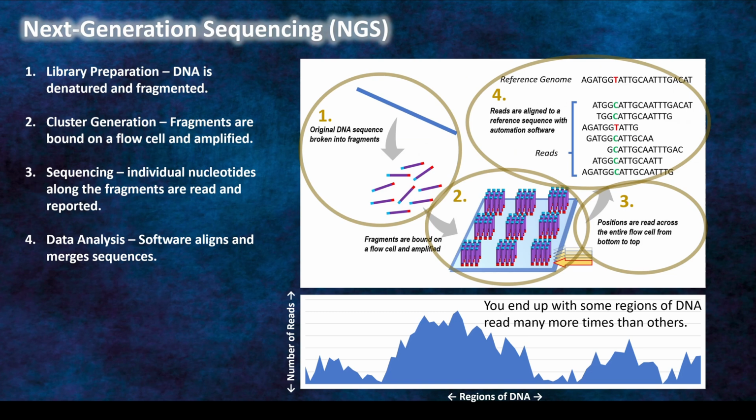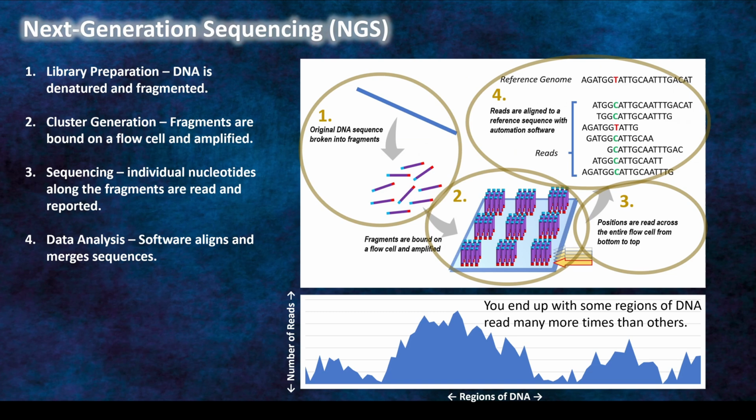But the same basic idea applies: the DNA is denatured, so the strands are split. It's fragmented up into little pieces. In this case, though, instead of reading an individual strand of DNA with a primer, you're binding these fragments on a flow cell, so you're getting a lot of them all at the same time, and then you're going through the entire flow cell reading individual nucleotides along each fragment until you get to your maximum read.